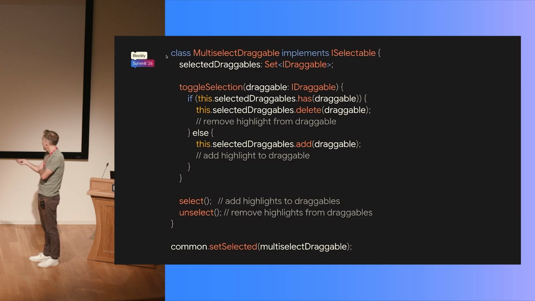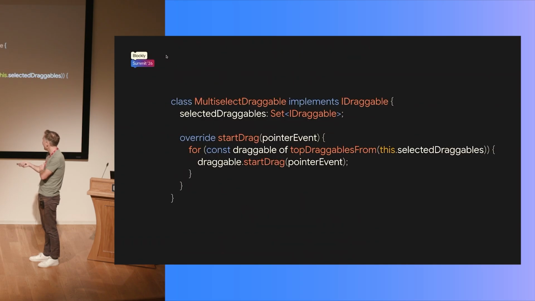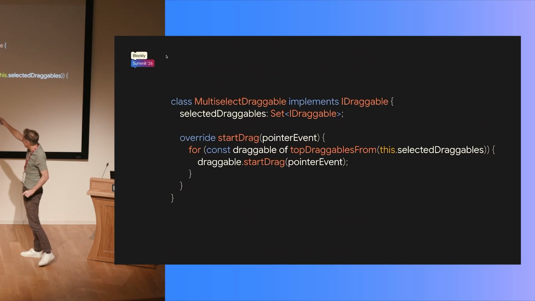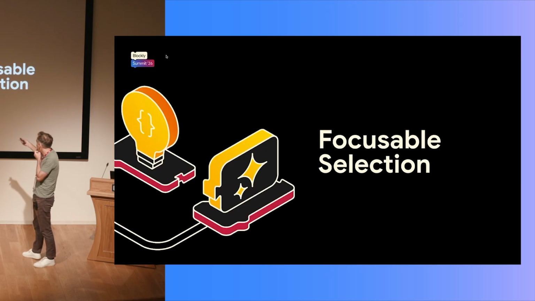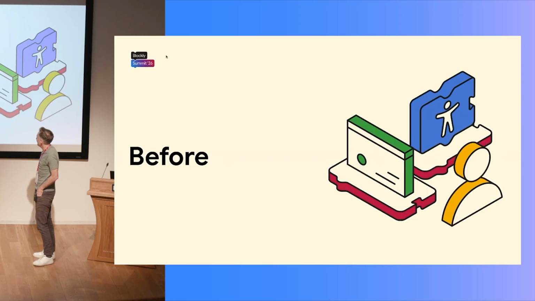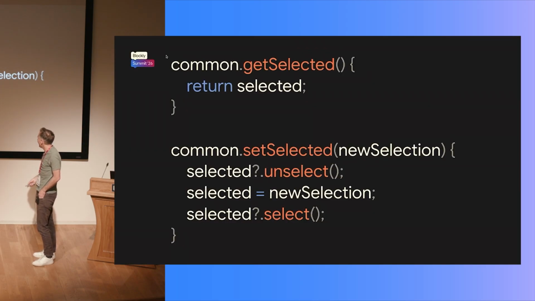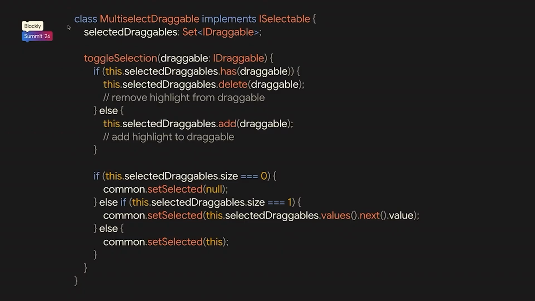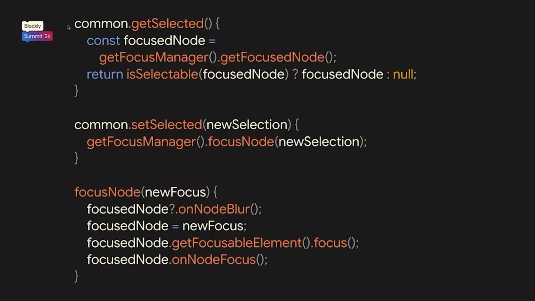That was for 11. And here we go. You can just see it iterating through the draggables and starting the drag. And then this is for 12, the focusable stuff. This got a lot easier because we were able to pull some of this stuff out. So yeah, this is just the focus manager.